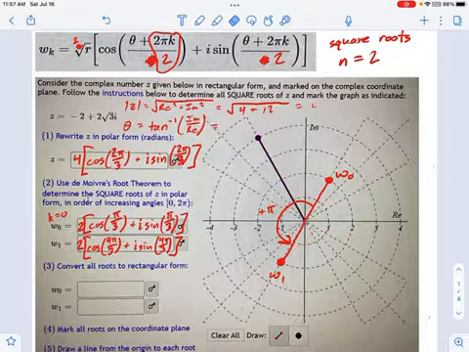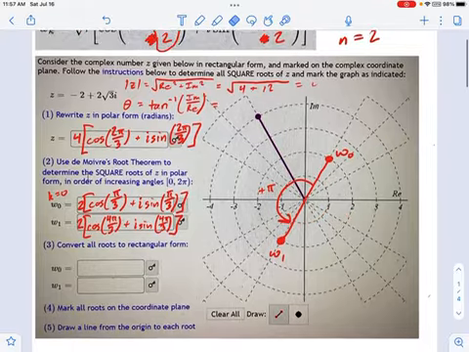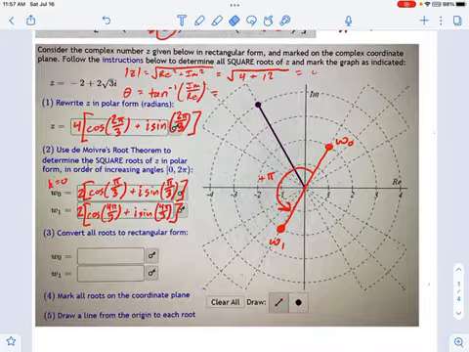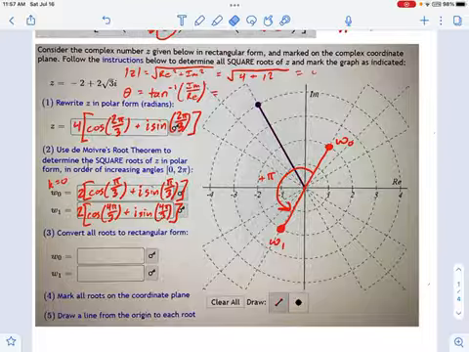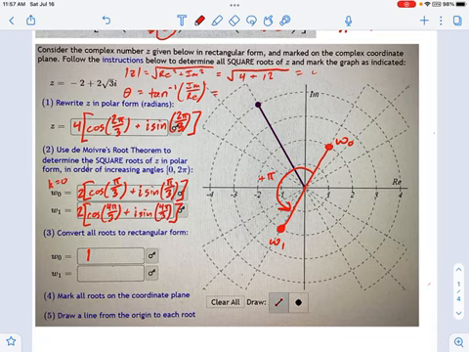Now you can convert these to rectangular form pretty easily just by asking, what's cosine of pi over 3? It's 1/2, times 2, so that's going to be 1. And what's sine of pi over 3? That's radical 3 over 2, times 2, which gives you a radical 3 i. And likewise for the other one.